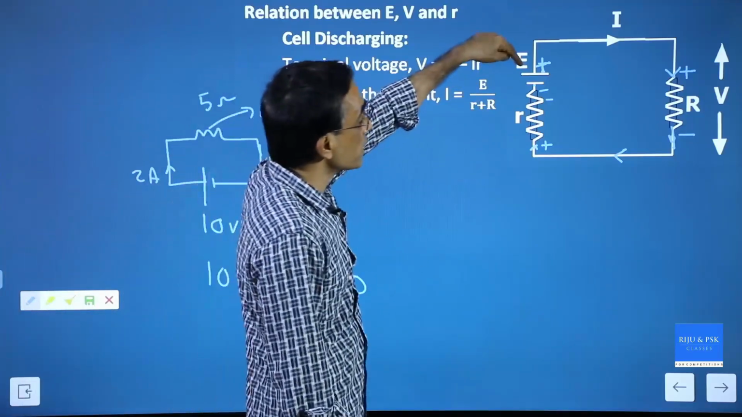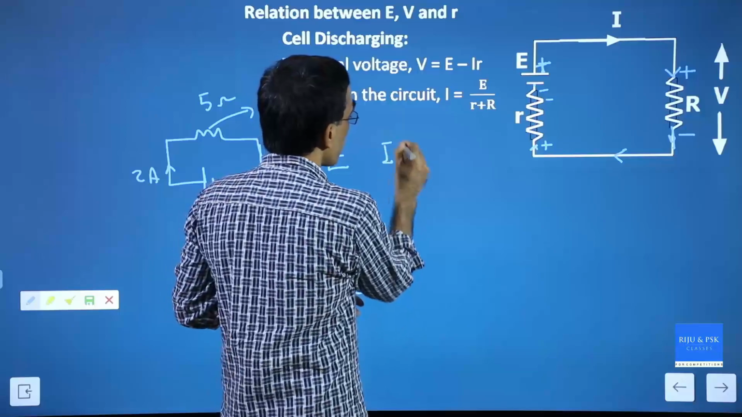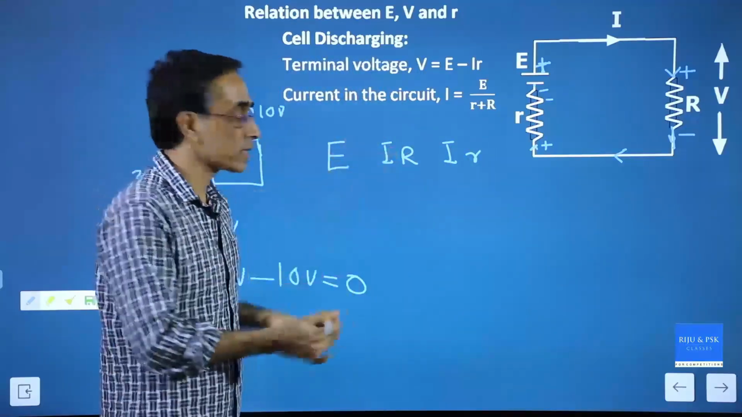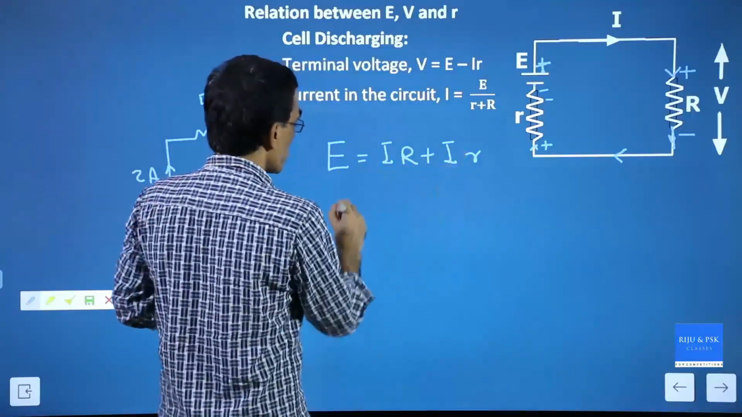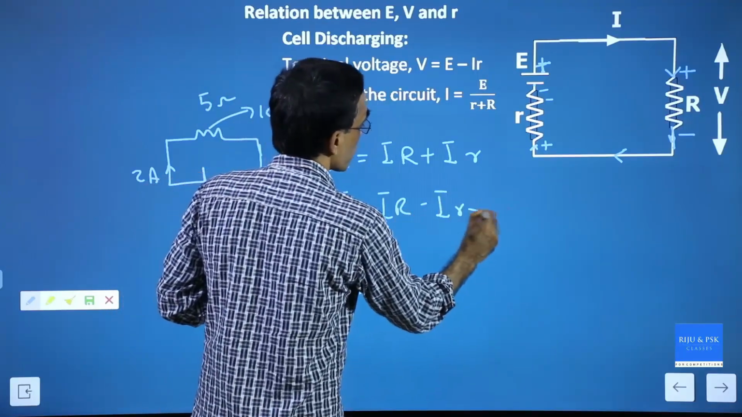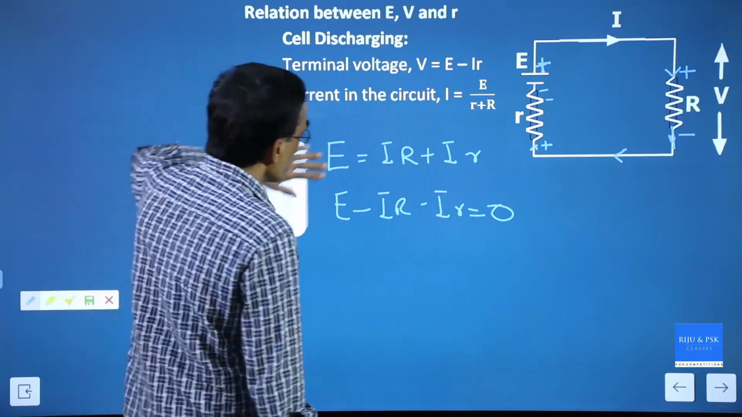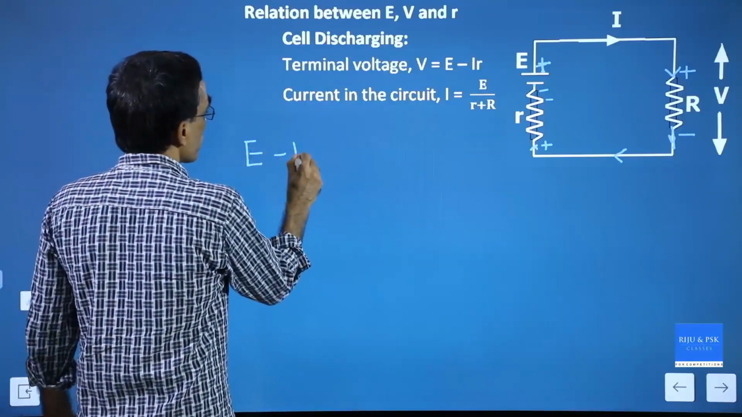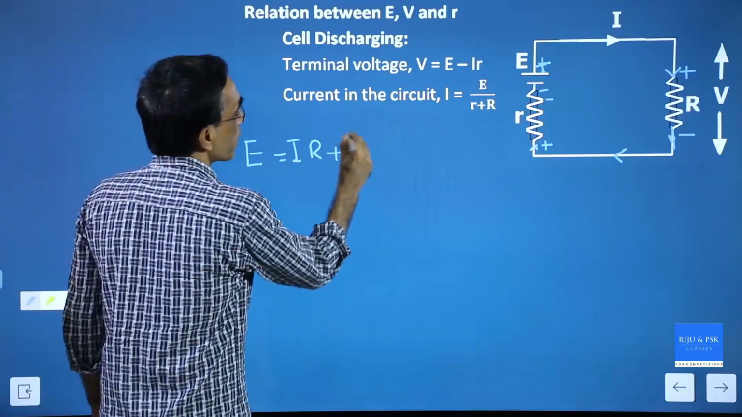Same idea here. What is given here? Given is E. How much is taken? I into R is taken. Also I into small r is taken. So this should be equal, given equal to taken. So that gives you E minus IR minus Ir equal to 0. Fine. Now I am going to rearrange this a bit. I write E equal to IR plus Ir.